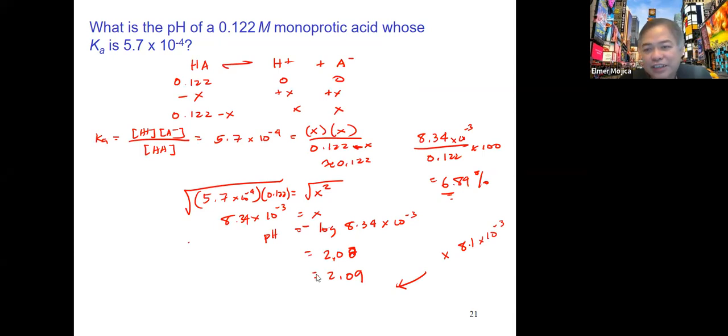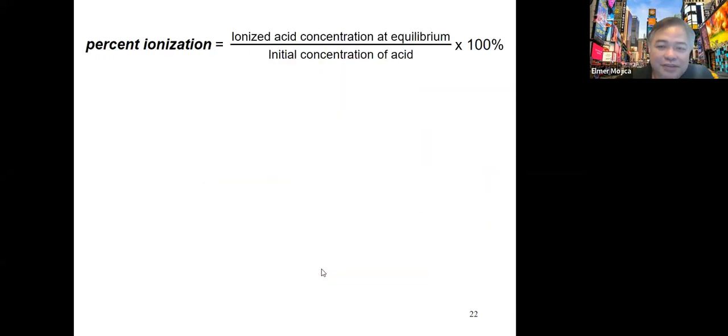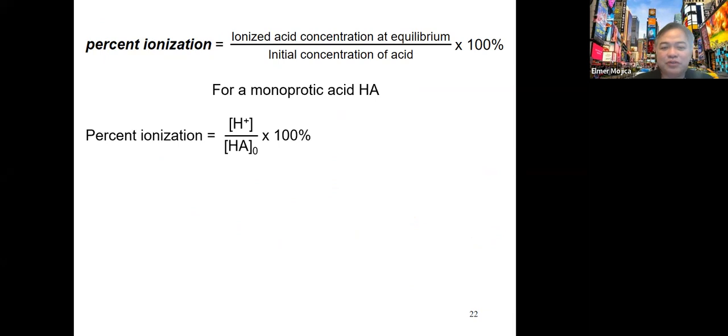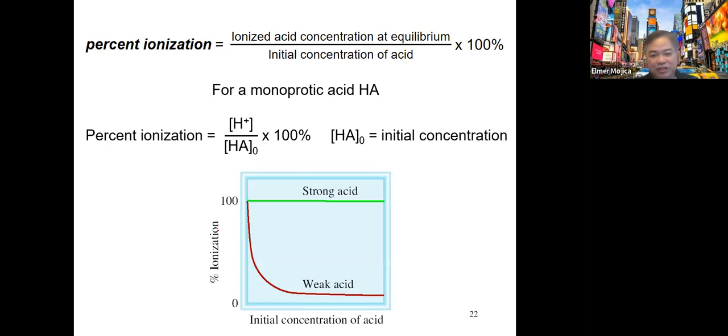So let's go to the last part. So meron na tayong strong acid, strong base, weak acid, weak base. Okay. So before we go to the last part, which is weak base, if you're going to look at the percent ionization, as I've told you, that's just the ionized concentration. Yan yung H plus na na-produce over the initial concentration times 100. So if it's a strong acid, it's always what? 100%. Now, if it's a weak base, what can you say about the weak base?